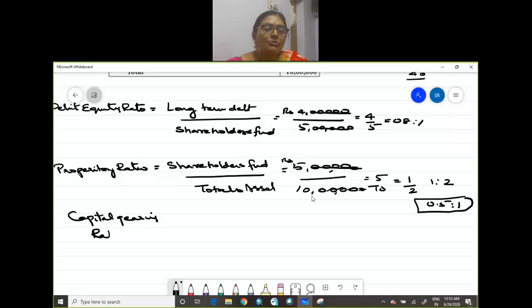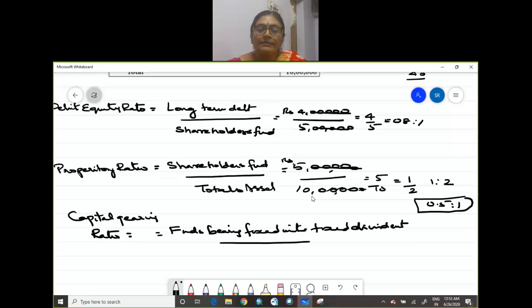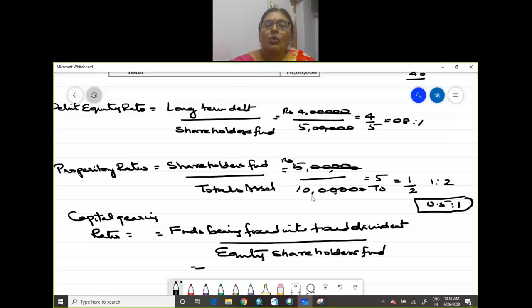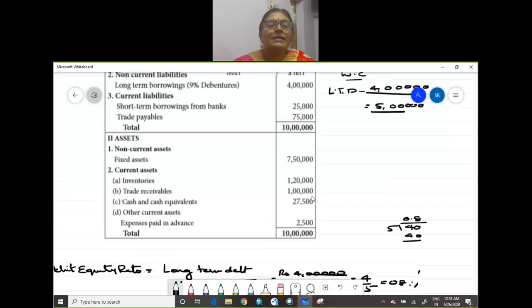Next, capital gearing ratio. What is the capital gearing ratio formula? We have learned it: funds bearing fixed interest and fixed dividend, divided by equity shareholders fund. So let us go to the problem and find out what the fixed interest bearing funds are.